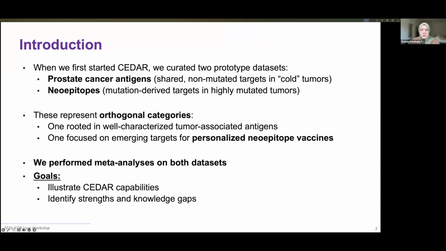So once we had enough data for both of these categories, we performed meta-analysis. So we wanted to illustrate the capabilities of CEDAR, and then also we wanted to use that information to refine our curation rules, our fields and parameters. So it was a really useful exercise to really dig into these two subsets of antigens. And then also the goal was to see if we can find any patterns, biases, and knowledge gaps in the existing cancer epitope literature.